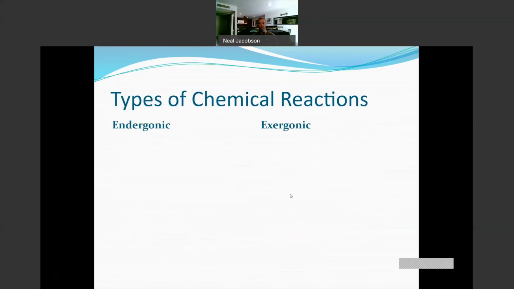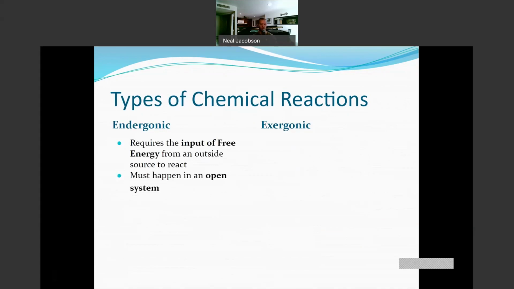Okay, so what I want to point out on this next slide is that we've got 2 types of chemical reactions, and they each have their unique set of characteristics. Endergonic reactions require input from an outside source. A lot of times that's ATP, adenosine triphosphate. That's the molecule of energy for the body. So endergonic reactions require free energy from outside. They have to happen in an open system by definition, meaning an open system is one where energy can come in and leave. It requires the input of free energy, so therefore it must be an open system. And delta G is always positive. Whenever free energy enters the system, it's always going to be positive.